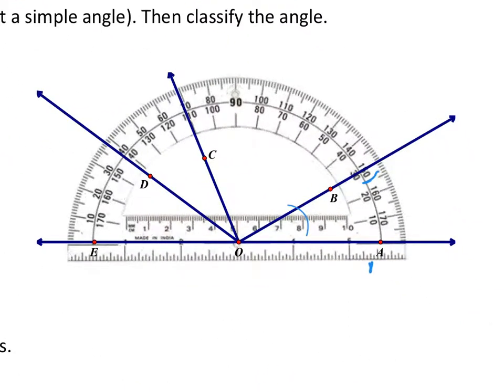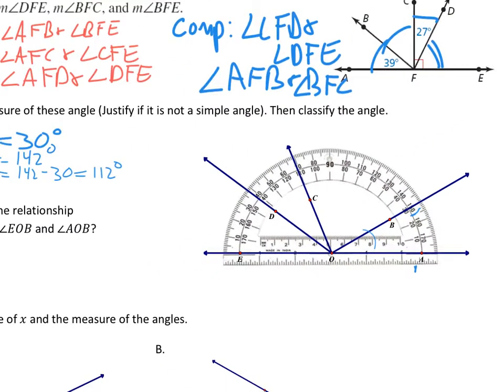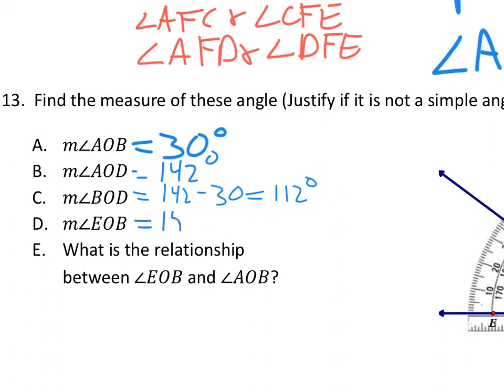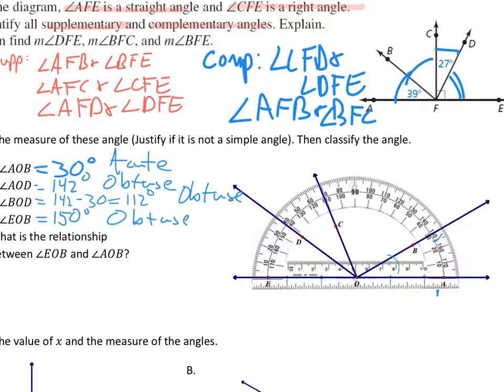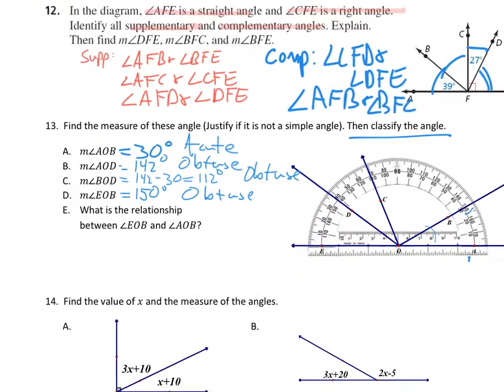EOB is the last one here, and that is E to O to B. Now make sure you read the right numbers. Here, this is on the 0 line. We're going to read the outside because we're climbing 10, 20, 30, 40, 50, 60, 70, 80, 90, 100, up to 140, 150. So make sure you're reading the right ones and stop and think. Should it be obtuse? Well, this is obtuse. This is obtuse. And another obtuse. And an acute angle. Those are the classifications. So we just classify. Classify means what type of angle it is.